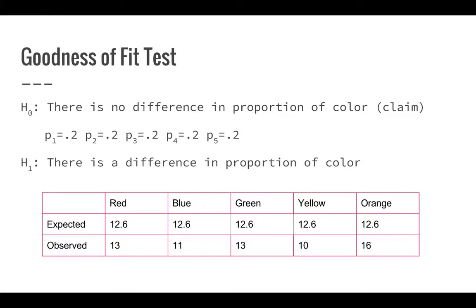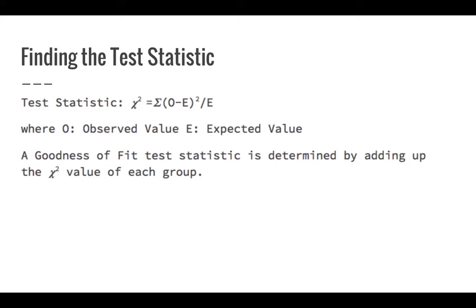We used a goodness of fit test to see if the color distribution data fit a specific pattern, in this case an even distribution. Our null hypothesis was that there is no difference in proportion of color. This was also our claim. Our alternative hypothesis was that there is a difference in proportion of color.